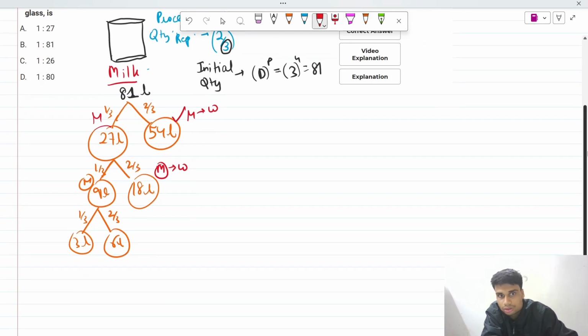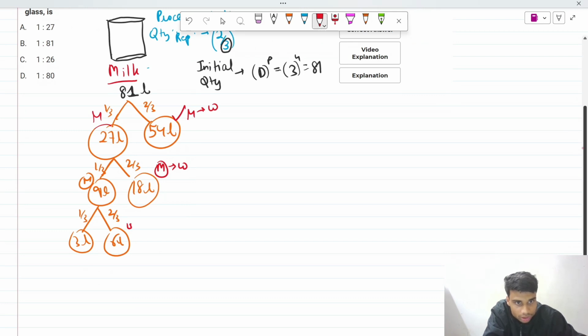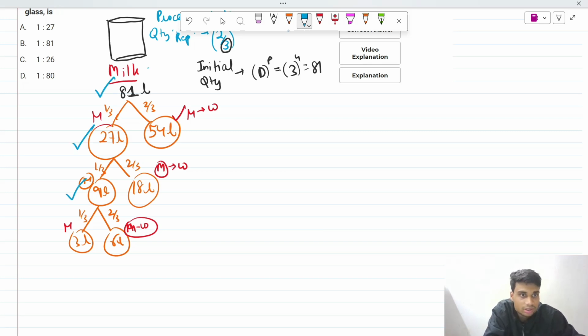And this two-third would again be replaced with water, and this is the remaining milk. Now how many times is the process being done? This is the first time, this is the second time, this is the third time, but we need to do it 4 times, so this is the last time. 3 liters divided into 2 by 3 and 1 by 3, that would be 2 liters and 1 liter, and this milk again would be replaced with water.